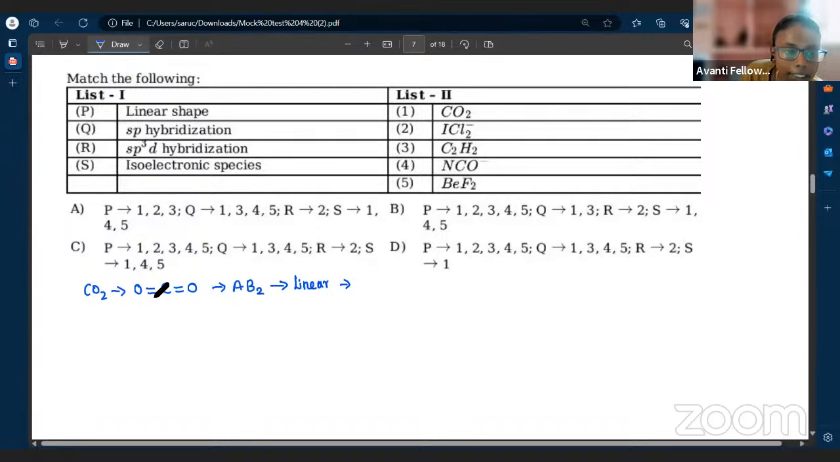And we'll write the hybridization too. What is the hybridization over here? How many sigma bonds do you have? You have only 2 sigma bonds, so the hybridization is going to be sp.